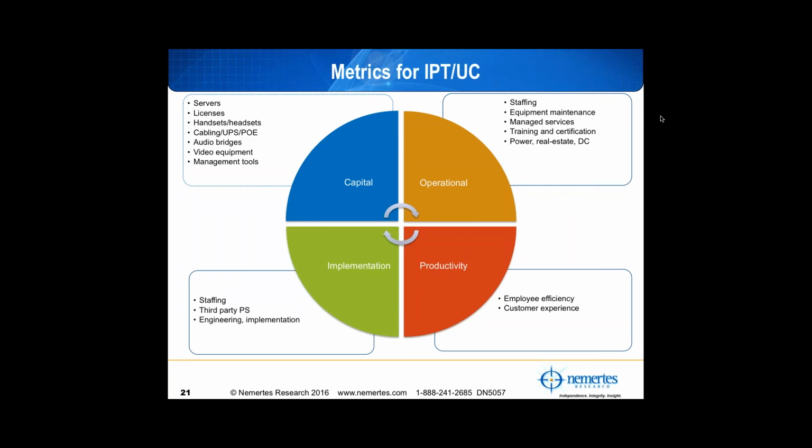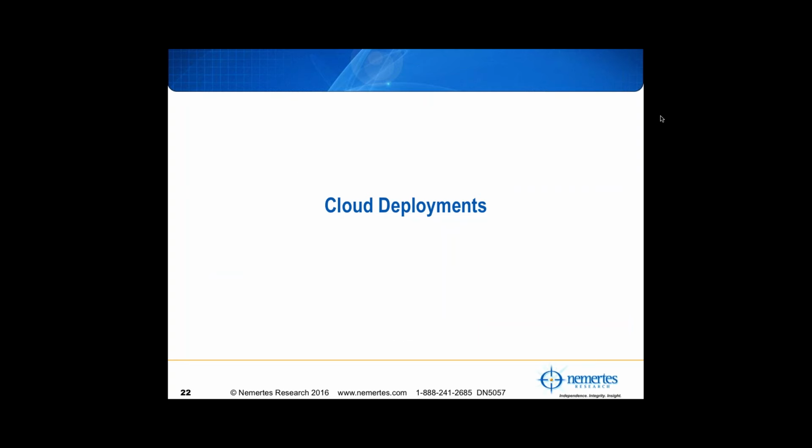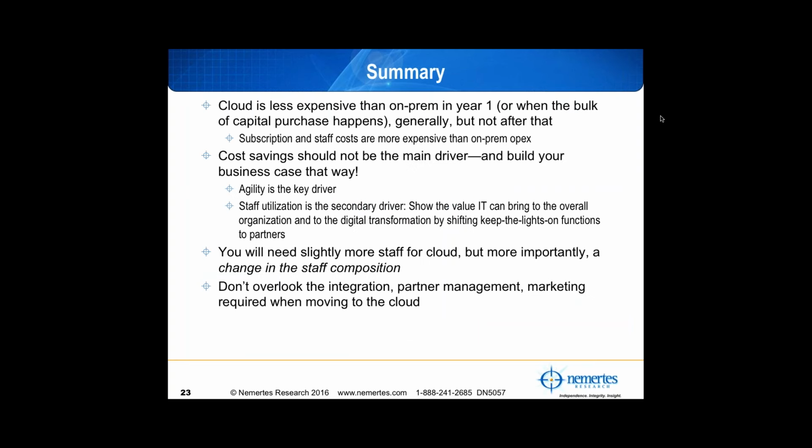This chart also gives you a reference point to show the areas you want to look at in the colors: capital, operational, implementation, and productivity costs. And in the boxes outside of them, just what are some of the things that you want to be looking at within each one of those metrics. Okay, so with that, let's get into some of the findings.